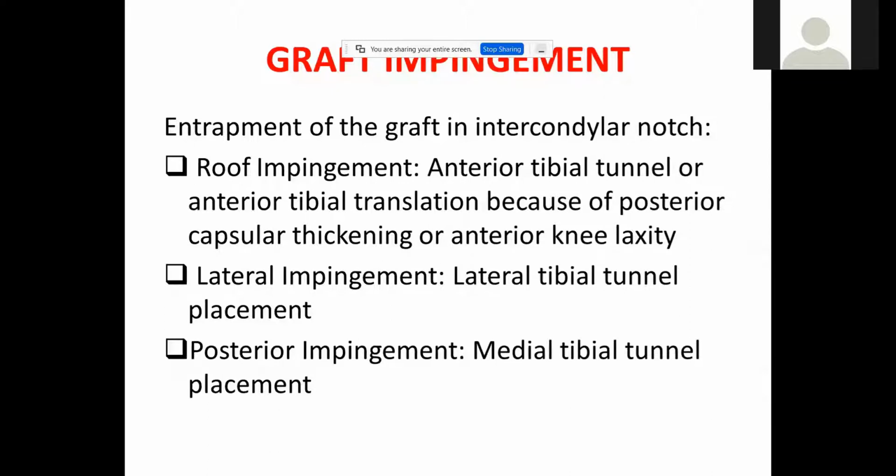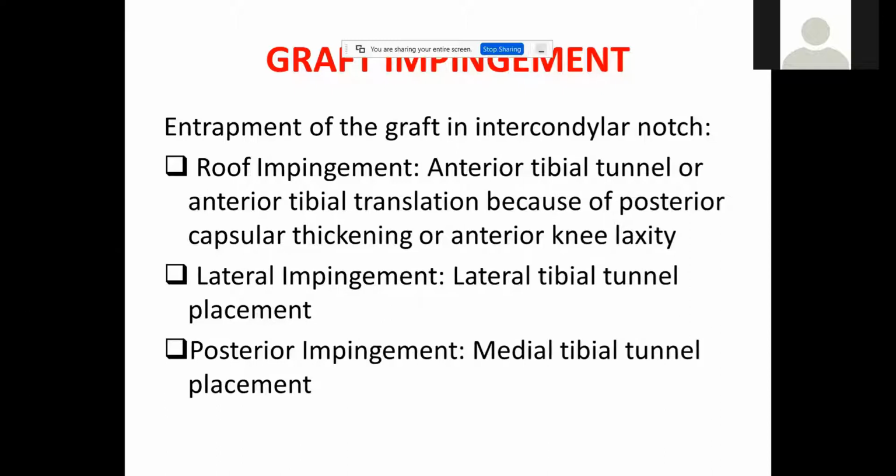There are different types of impingement, that is roof impingement or anterior impingement. This is because the graft impinges with the notch. We always check after the procedure whether the graft is impinging or not. If the graft has anterior impingement, you can go for notchplasty. Roof impingement is where the graft touches the notch of the femur when the knee is extended. It is mostly because of anterior tibial tunnel placement.